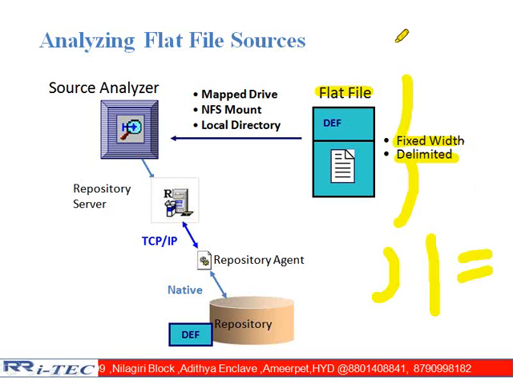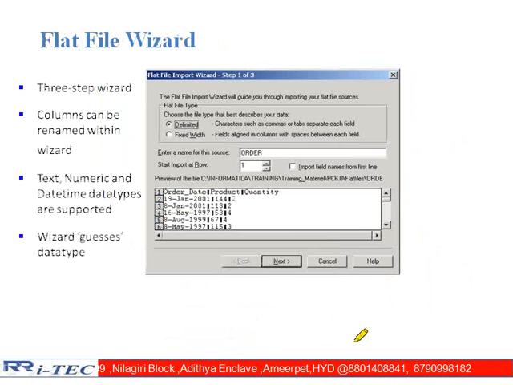Fixed width means what, sir? Two columns are separated by spaces. One column and another column are separated by, say, 20 spaces. That is also called fixed width. So flat files are two types: fixed width and delimited. My Source Analyzer is communicating with the flat file by using what, sir? Your mapped drive. I mapped the src files drive. Once you import, the definitions we are storing into the Informatica repository.